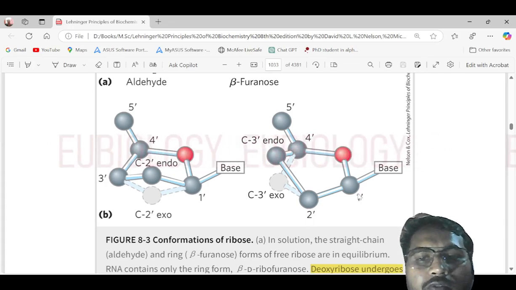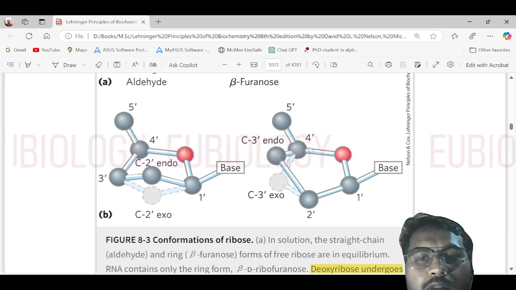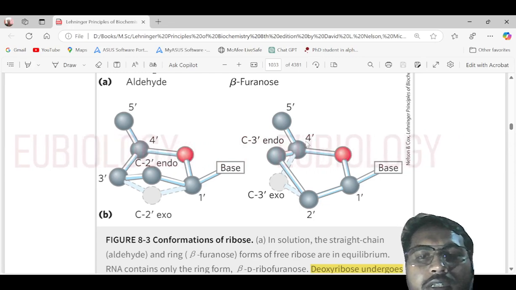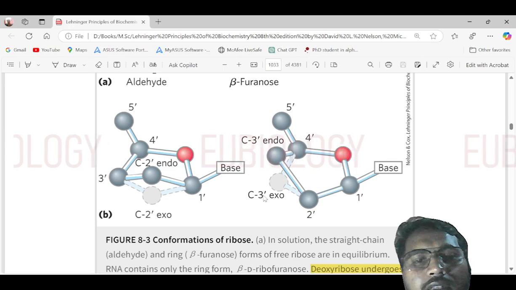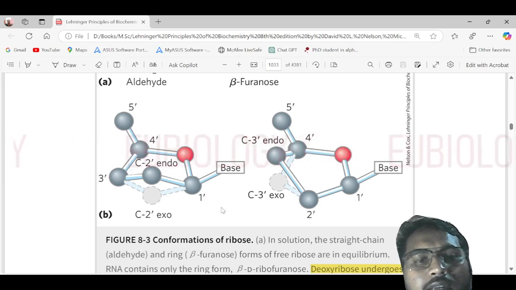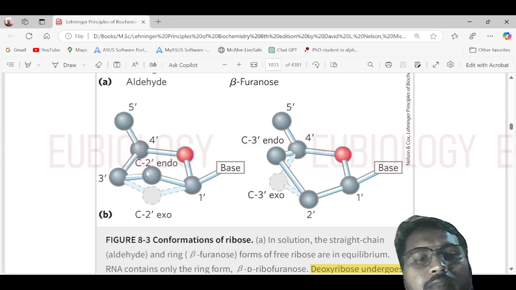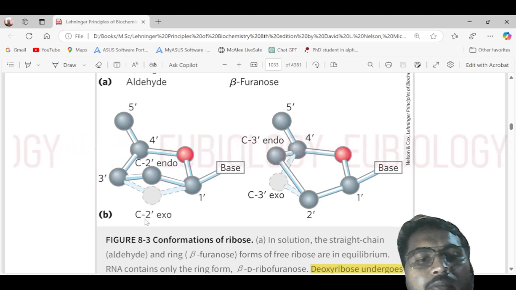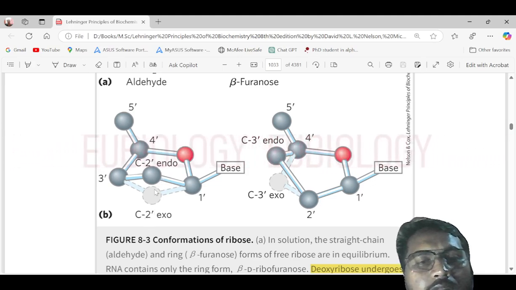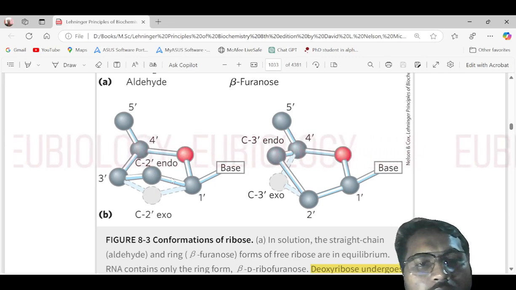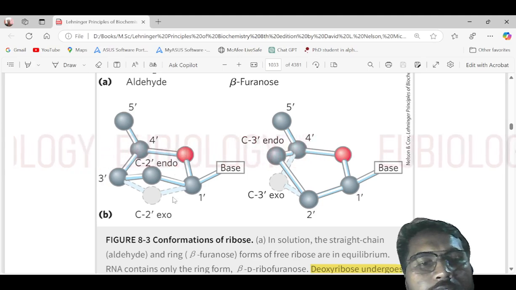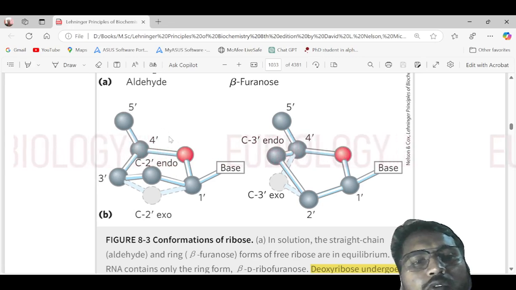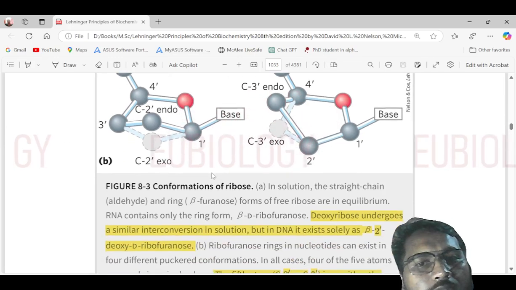If C4', C1', C2' and this red ball are in one plane, and C3' is inside of this plane, then it is called C3' endo. If it is outside the plane, then it is called C3' exo. The same applies to the second carbon: it can go inside the plane or outside the plane, but not stay in the plane. This is called puckering. And remember, this prime we use only for the ribose sugar atoms, but not for the purine.